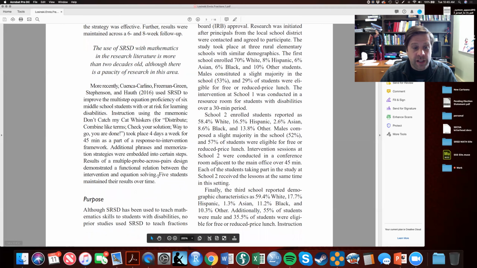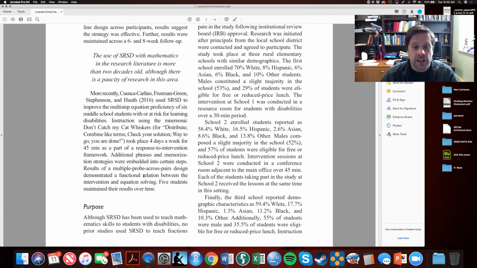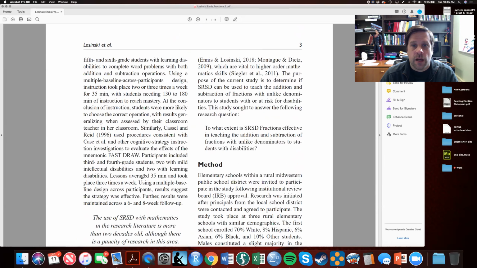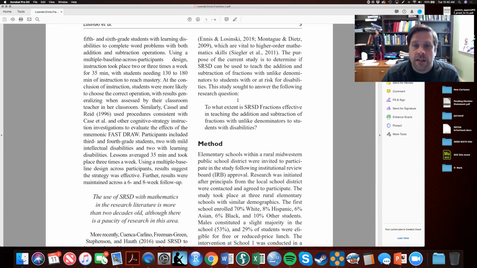which is, although SRSD has been used to teach mathematics skills to students with disabilities, no prior studies used SRSD to teach fractions, which are vital to higher order mathematics skills. Purpose of the current study is to determine if SRSD can be used to teach the addition and subtraction of fractions with unlike denominators to students with or at risk for disabilities. And then this study sought to answer the following research question. And then our research question goes there.